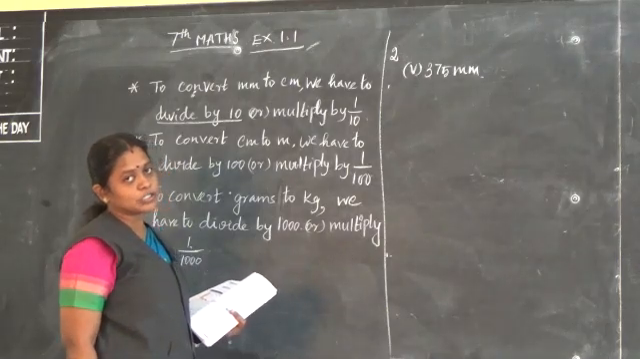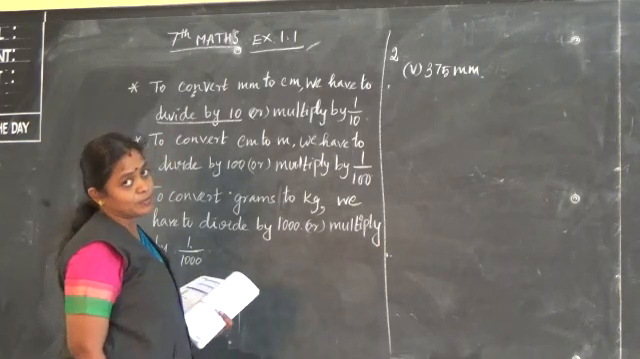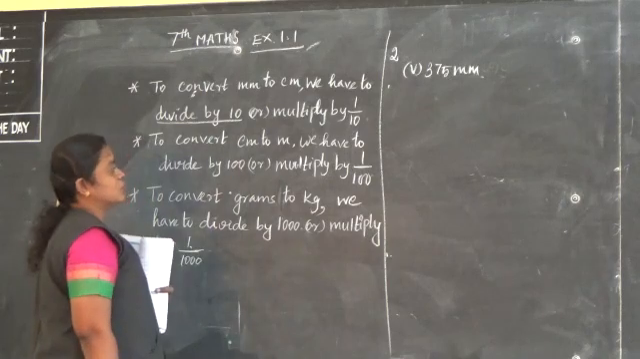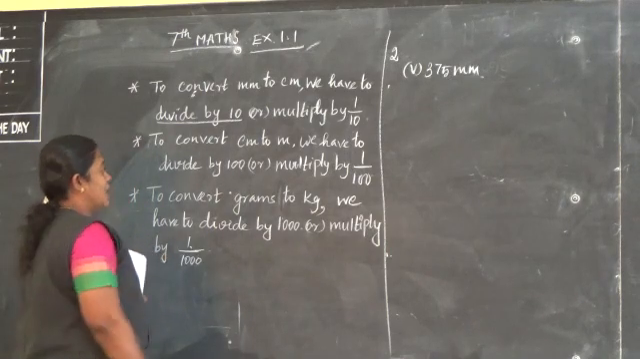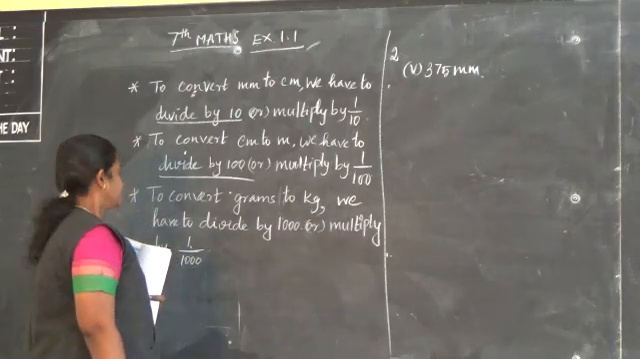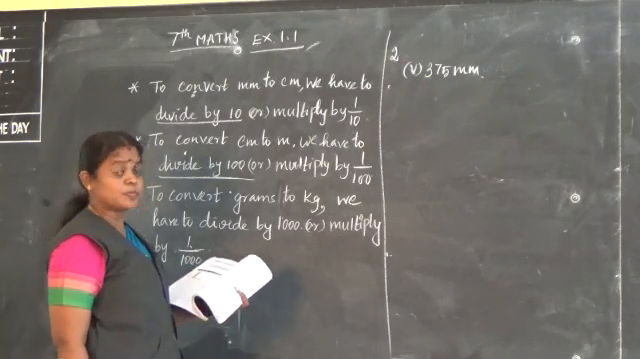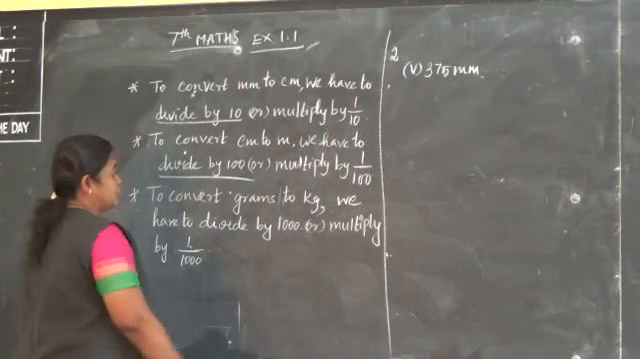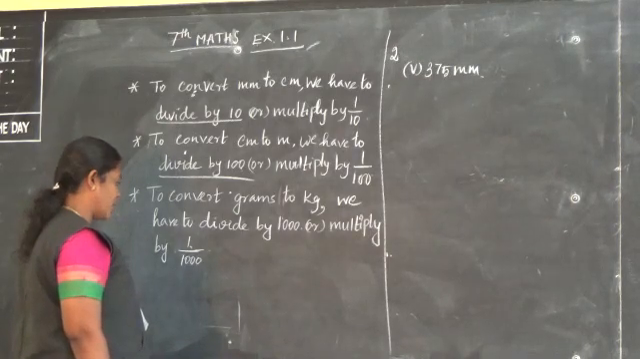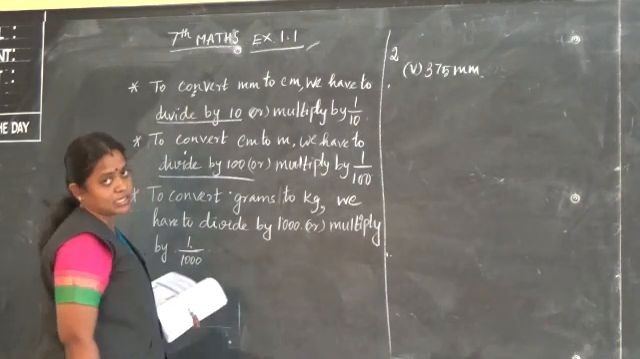To convert millimeter to centimeter, we have to divide by 10 or multiply by 1 by 10. Likewise, to convert centimeter to meter, we have to divide by 100 or multiply by 1 by 100. You should remember these things, and we need them for doing these problems. To convert grams to kilogram, we have to divide by 1000 or multiply by 1 by 1000. I told this in the last class also, but we need it now, that's why I am recalling.